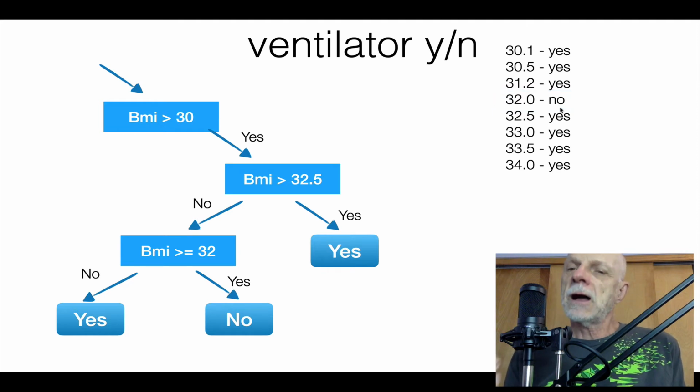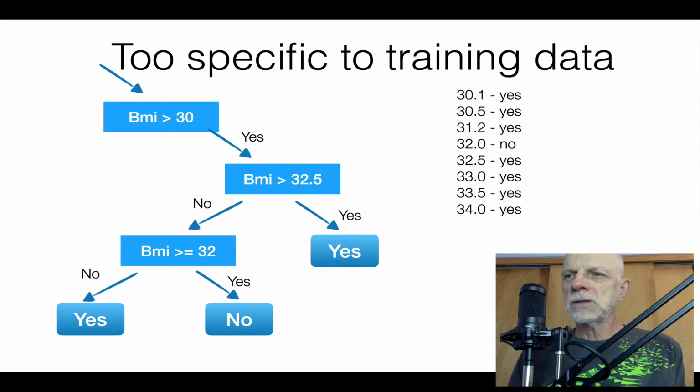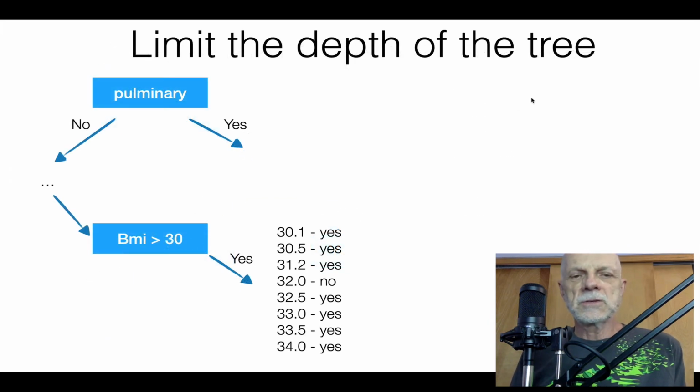So it accounts for the training data, but one problem is it might be too specific. It's tailored very specifically to that training data and may not really be that robust in real life, because that one no may just be an outlier, right? There's nothing special about someone who's 32 that won't have to be put on the ventilator, where people above and below that person did have to be. So we might want to prune or limit the depth of the tree by just stopping at this BMI is greater than 30 and just consider that an element of noise.